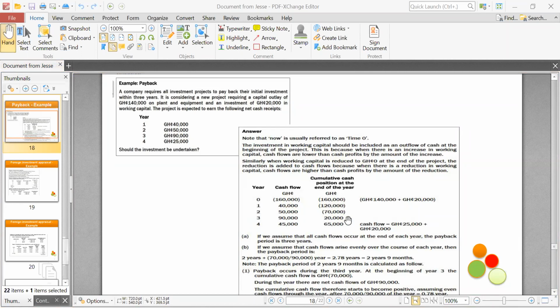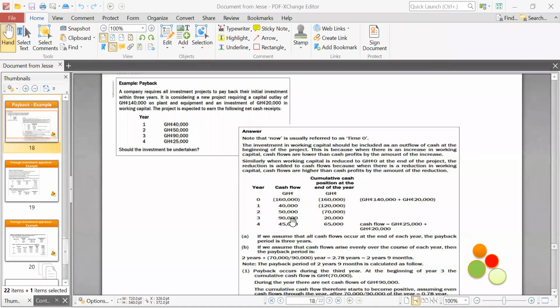But let's focus on the payback period. So the payback period, how do we calculate the payback period? The payback period is the time frame it takes for you to recoup your investment. How much was your investment? Your investment was 160,000, right? Okay. So 160,000, year one will be able to take care of 40,000, year two, 50,000. Then for year three, about 70,000 out of the 90,000.